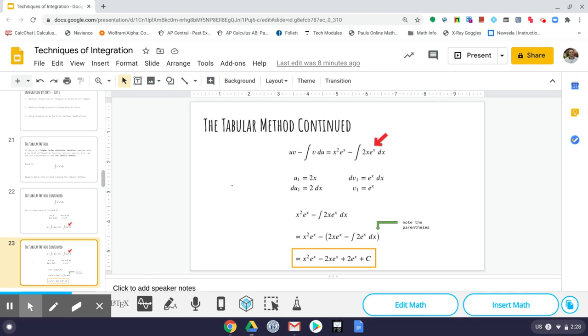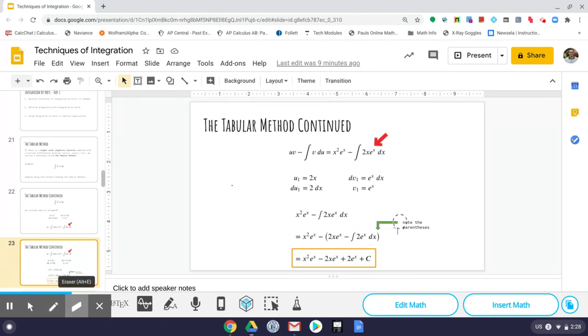I want you to note, right, so we still have the original u times v, that x squared e to the x. Then I'll have to subtract another uv minus the integral of v du, right? And again, I'm trying to keep everything organized here, so I won't use u, I'll use u sub 1 and dv sub 1. And so this is really u sub 1, v sub 1 minus the integral of v sub 1 du sub 1, right? This bottom integral right here.